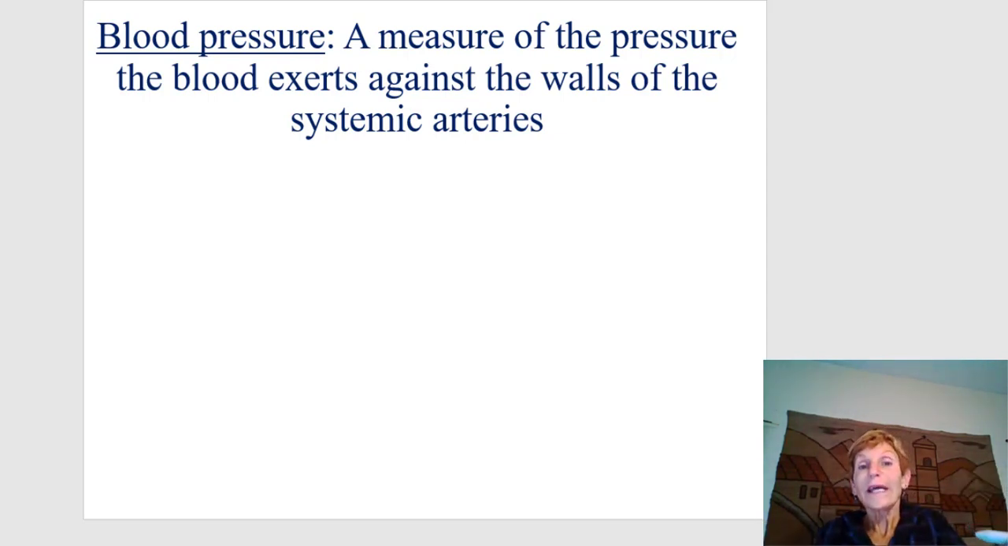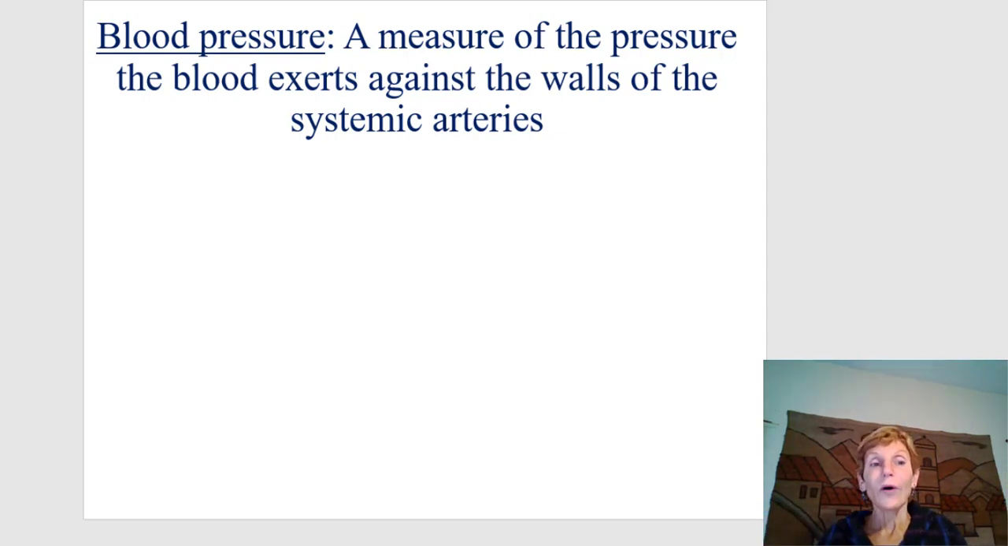So what we do instead to measure blood pressure is we look at the arteries that are in the extremities, like the brachial artery, which is your arm, or you can also look at your femoral artery, which is your big artery of your leg. You can take blood pressure there as well. So it's basically measuring the pressure that the blood exerts against the walls of those arteries.